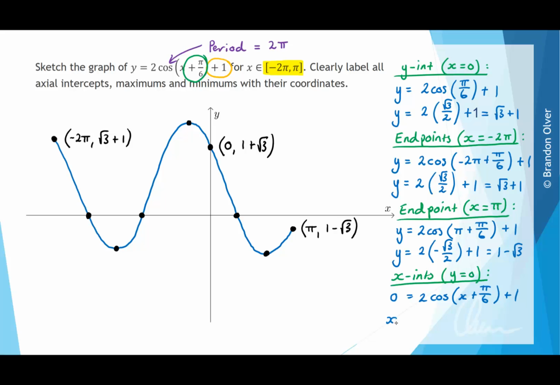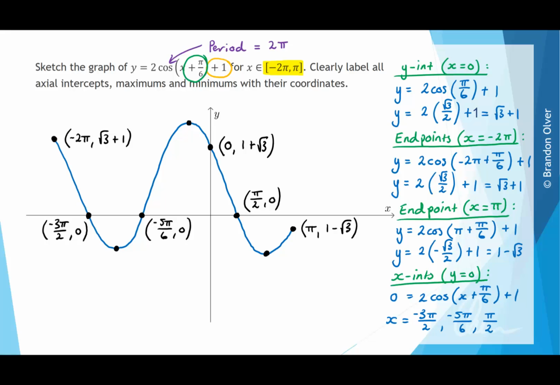So we're going to have x is equal to minus 3 pi on 2, x is equal to minus 5 pi on 6, and the third one is going to be x is positive pi on 2. So they are the three x-intercepts that we have. So this one here is minus 3 pi on 2, 0. This here is minus 5 pi on 6, 0. And this one here is pi on 2, 0.